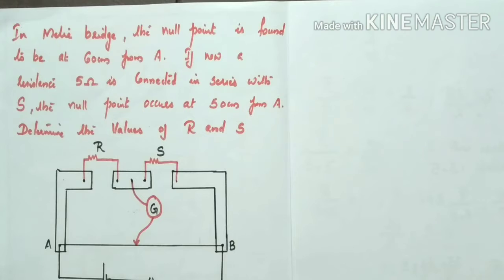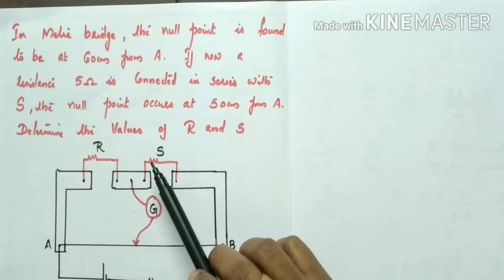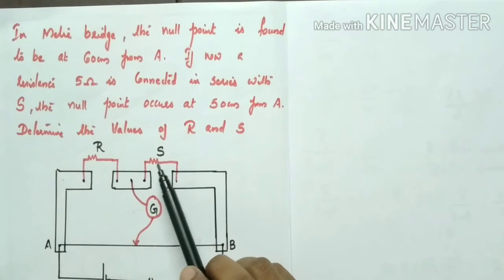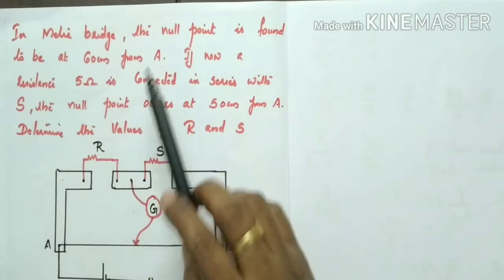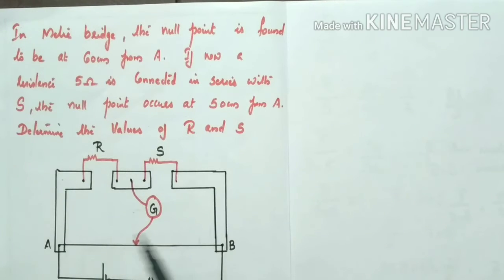In a meter bridge the null point is found to be 60 centimeter from A. If now a resistance of 5 ohm is connected in series with S, the null point occurs at 50 centimeter from A. Determine the values of R and S. In the question, R and S are given, the figure is also given. If R and S are connected like this, what is the balance length? 60 centimeter from A. So this length is 60 centimeter and the remaining will be 40 centimeter.